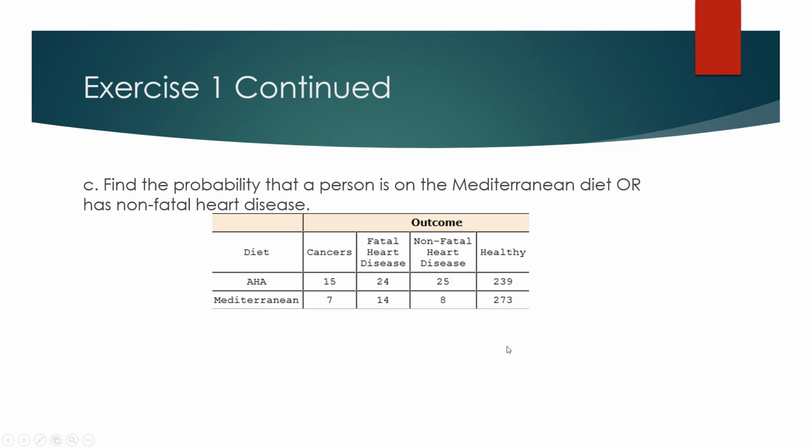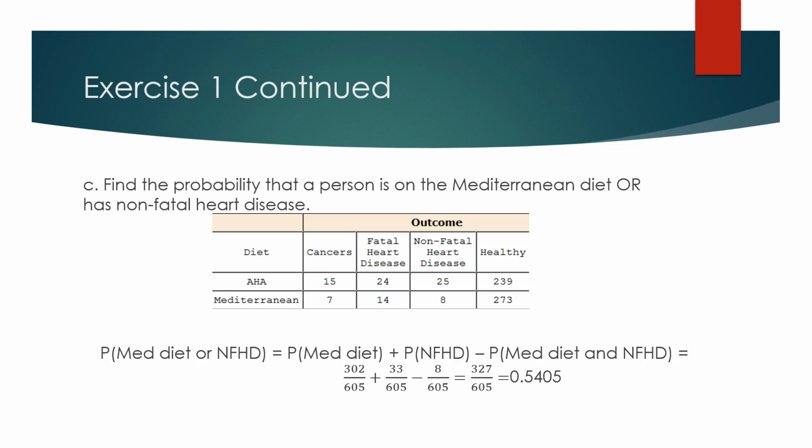So what the formula will do is add the probability of the Mediterranean diet, the probability of those with non-fatal heart disease, and subtract out those 8 people that were counted twice. Or you can also just skip right to the fraction here and just count up 714, 8,273, and 25 without double counting. So it is up to you either way. This is a 0.5405 probability, which is 54.05%.